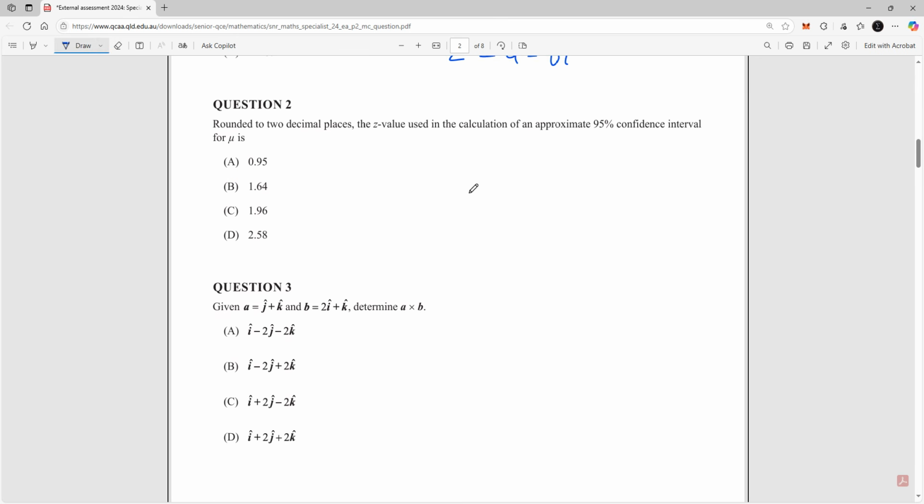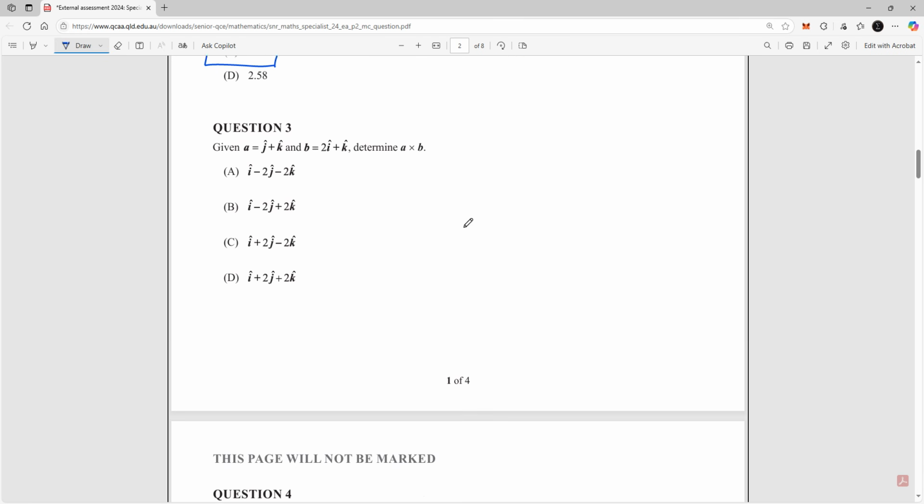So, question 2. Rounded to 2 decimal places, the z value used in the calculation of a 95% confidence interval for mu is. The z score for a 95% confidence interval is 1.96. Again, for this question we just have to know it. There's no real thinking in those ones. It's know your stuff or don't know your stuff. Otherwise, you could take a guess with each of them.